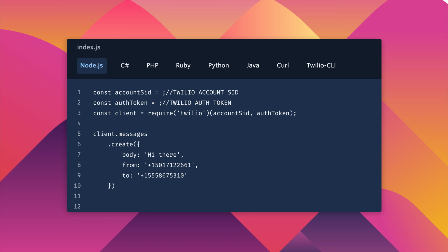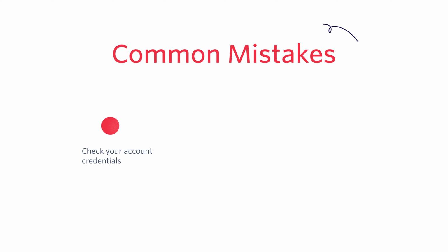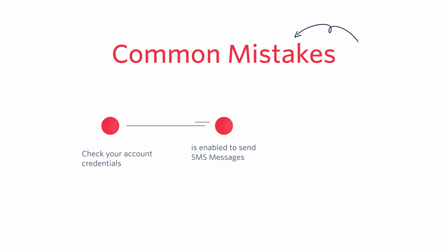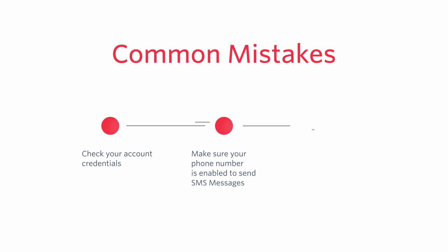And then what we're going to do is log the message SID into the console to let us know that the message was sent successfully. All right, now pause this video, run your code, and check your phone. You should receive the message that you've just created. Congratulations, you've just sent your first message using Twilio.